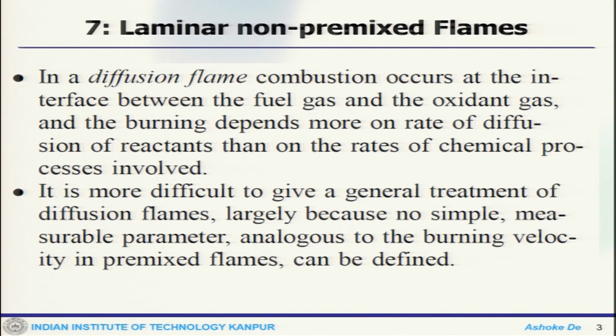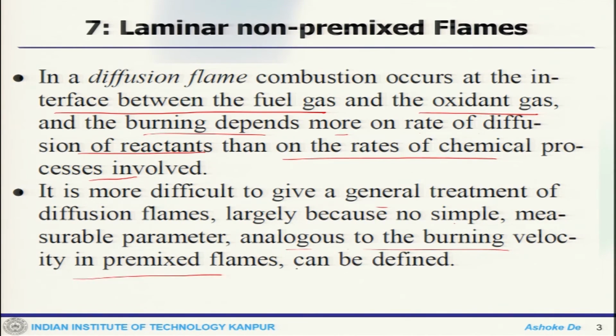what we know for a diffusion flame, the combustion occurs at the interface between the fuel gas and the oxidant gas, and the burning depends more on the rate of diffusion of reactant than on the rate of chemical process involved. So, it is always in the interface where fuel and oxidizer interact, that is where the reaction takes place. So, it is more difficult to give a general treatment of diffusion flame, largely because no simple measurable parameter analogous to the burning velocities in premix flame can be defined.